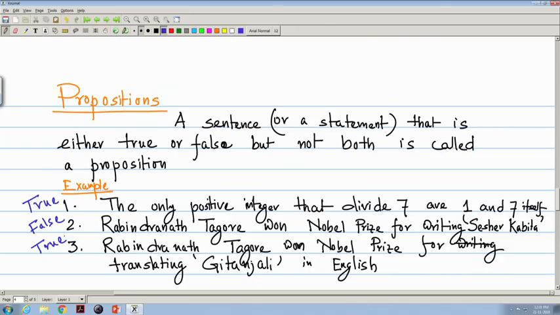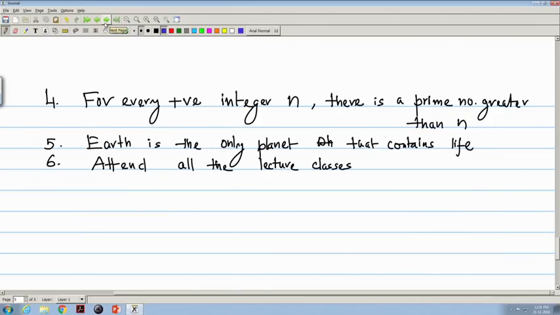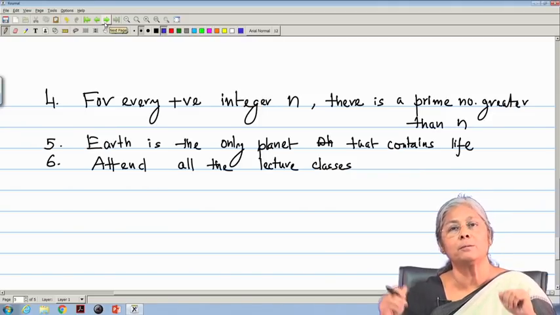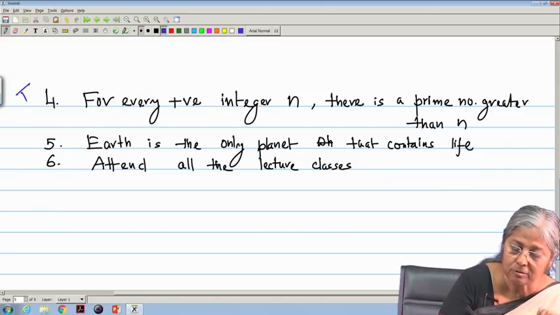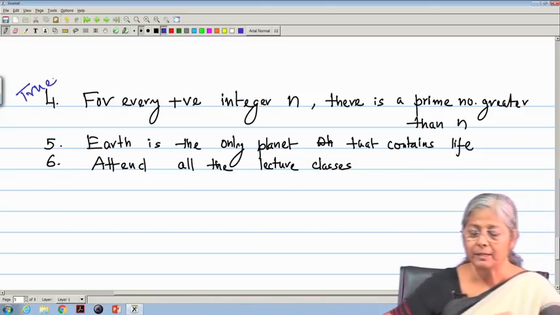Okay. Now, the next sentence: for every positive integer n, there is a prime number greater than n, which tells us that the number of prime numbers is infinite, which is true. So, this is also true.